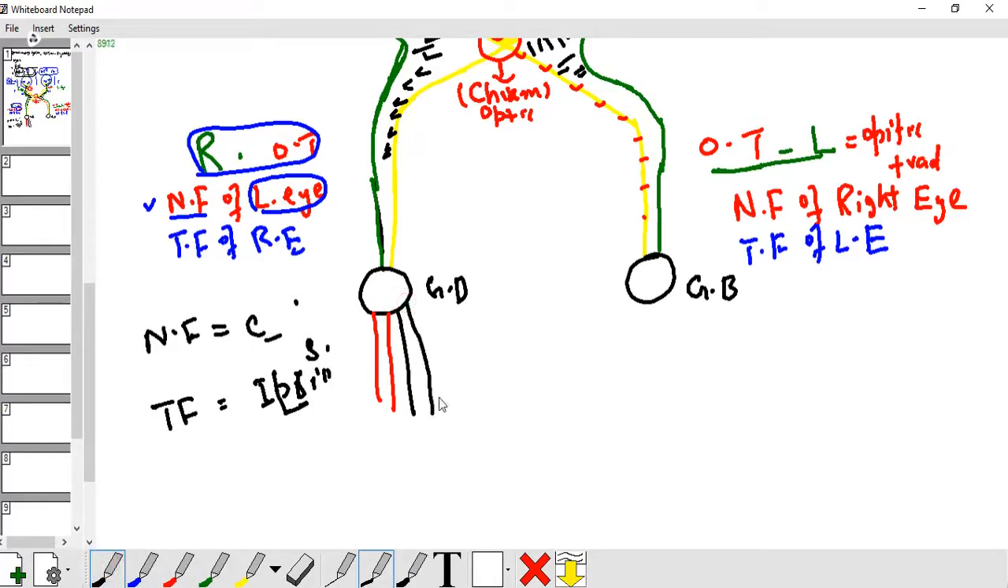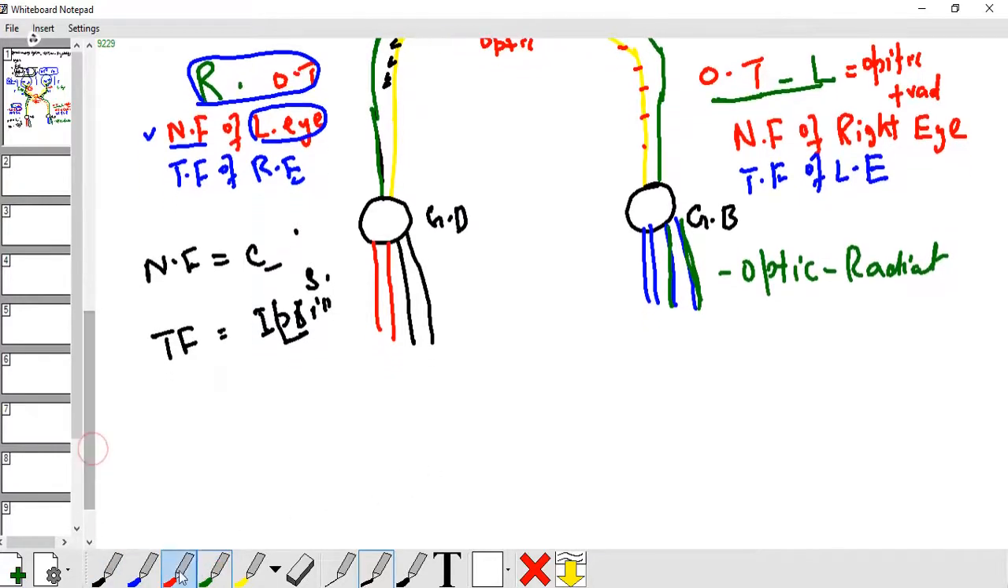1, 2, 3, 4. The four radiations here, and this side again, 1, 2, 3, 4. These fibers are known as optic radiation. The next level of the tract is optic radiation.